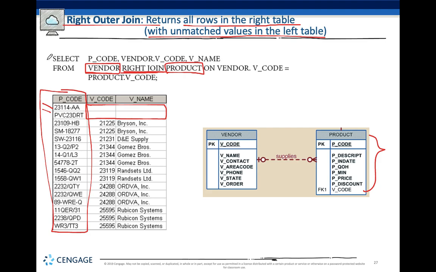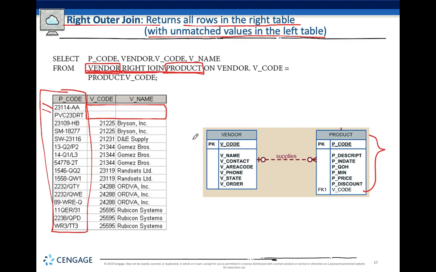Let's look at the syntax again. Select pcode, vcode, and vname from vendor right join product on vendor.vcode equals product.vcode. So we get back all rows from the right table. The right table is simply the product table here. Even those that do not have matching rows in the vendor table. So that's right outer join.